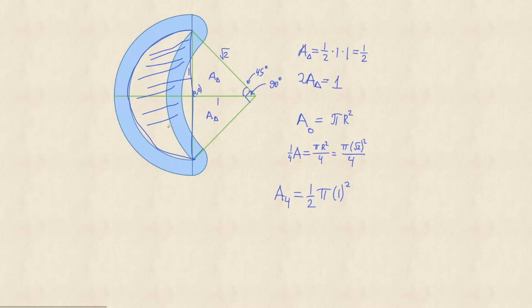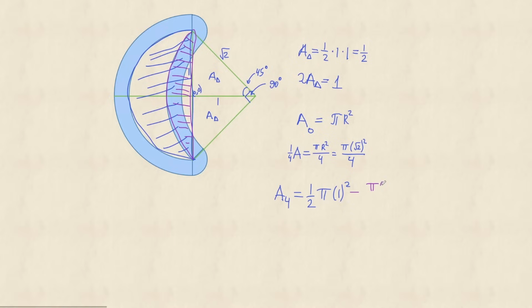So from the area of this blue semicircle, we need to subtract the inner part. Let's color it pink, let's say, or purple. So we need to subtract this area. And how do we calculate this area?